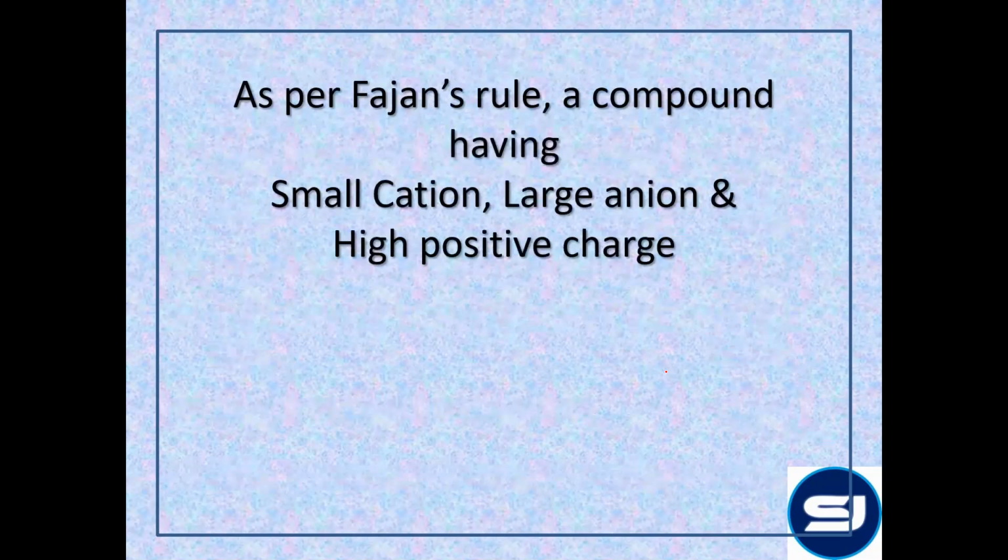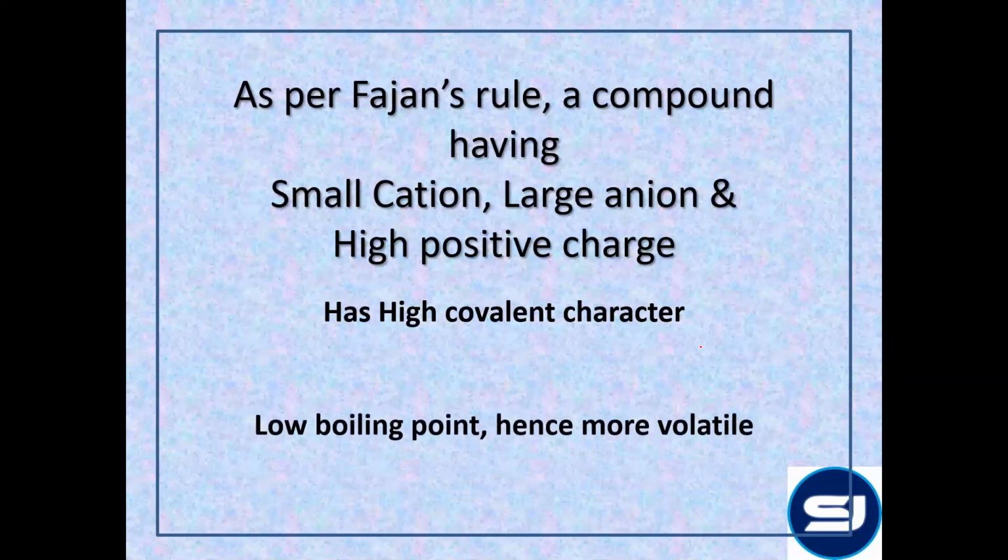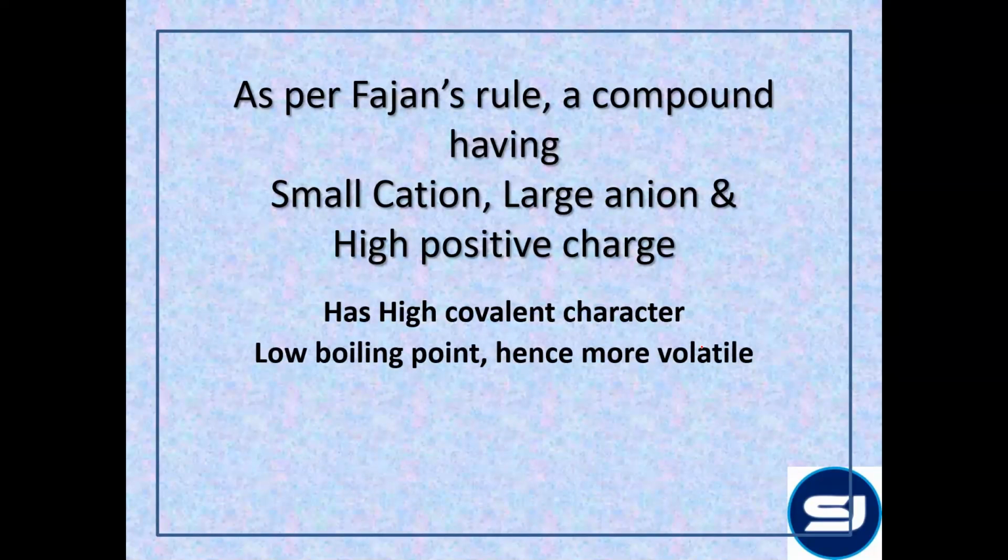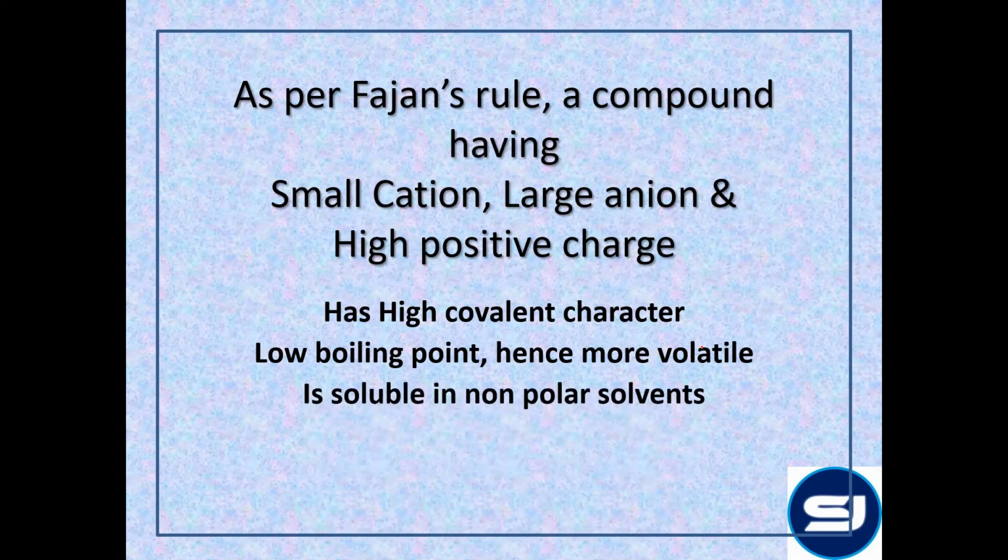Have a look at this. As per Fajan's rule, a compound having small cation, large anion, and a high positive charge has high covalent character, low boiling point, hence it is more volatile, is soluble in non-polar solvents, and will be more easily hydrolyzed. Along with covalent character, we can understand that the compound has a low boiling point and is more volatile, is soluble in non-polar solvents, and will be more easily hydrolyzed. Everything gets covered with this.